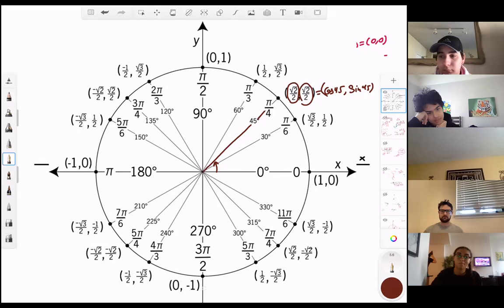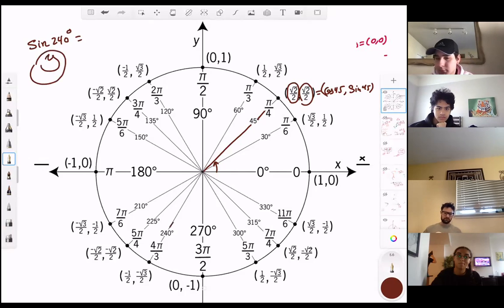If I give you this unit circle, can you tell me what is sine of 240 degrees? Negative square root 3 over 2. Very nice. Excellent. So you got it that sine represents the y. 240 is right there. This is the y. Good, Jason? Yeah, you're holding it. Very good.